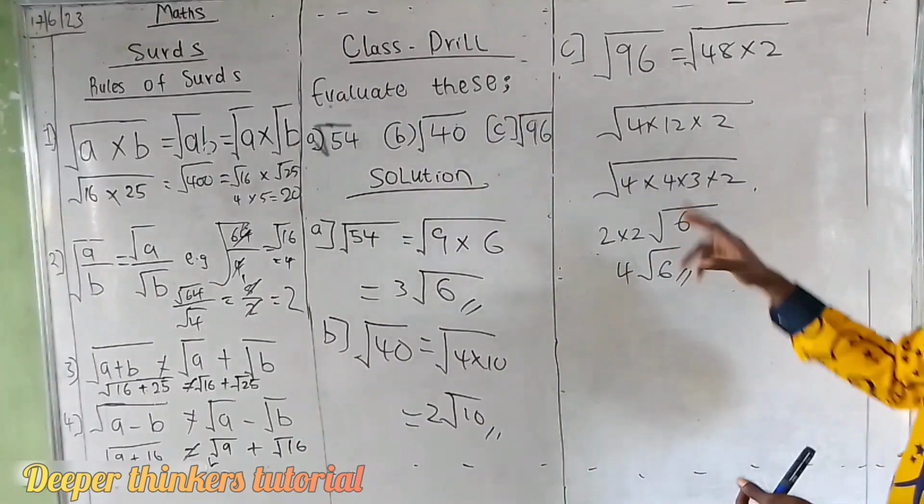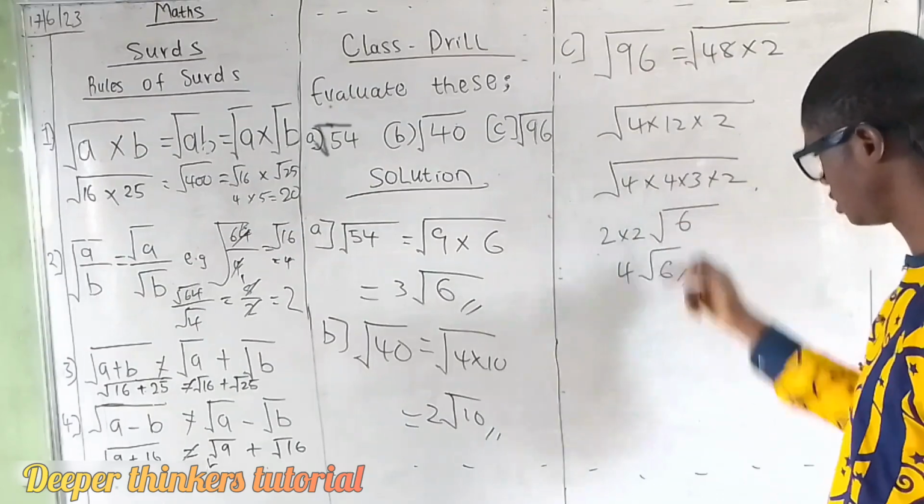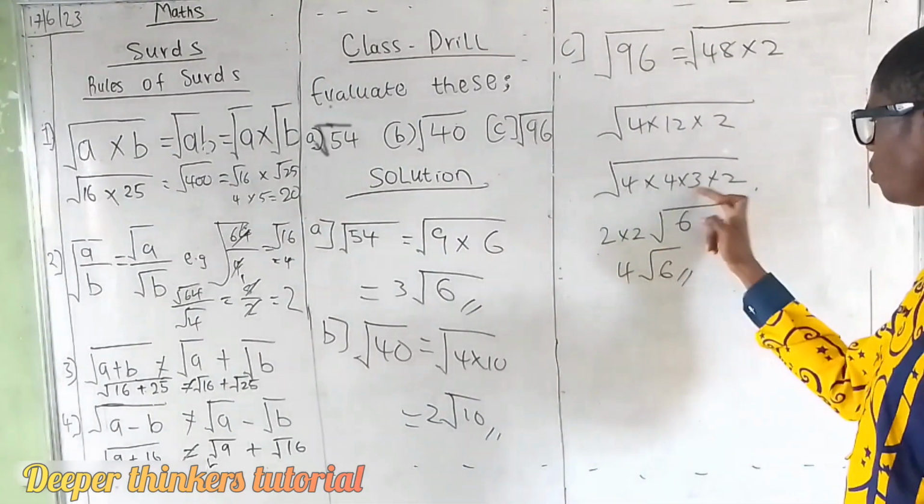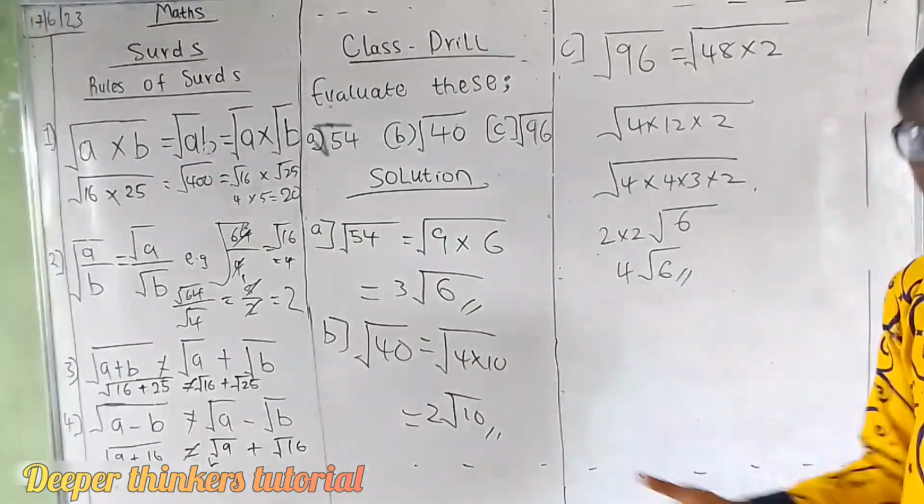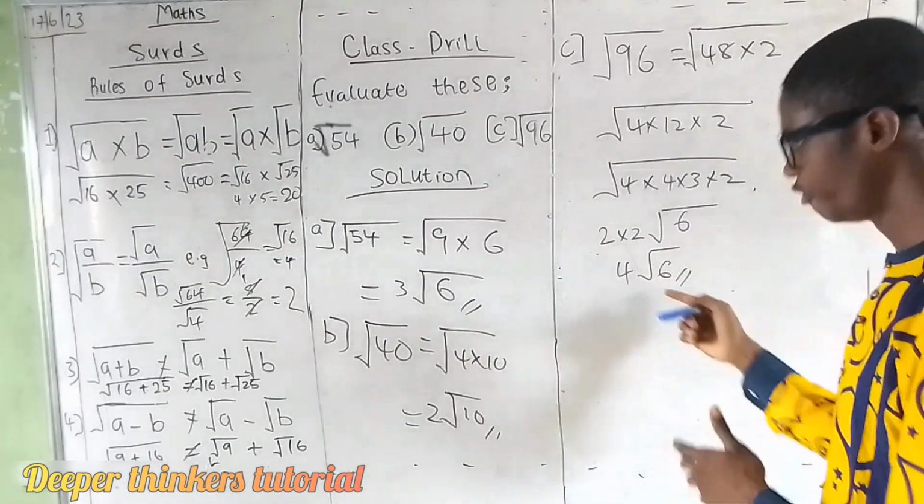So if I don't want to do it like that, I can say 4 times 4 is 16. The square root of 16 gives us 4. Then multiplying by the remaining 6. So anyhow you want to do it, it will end up giving you the same value.